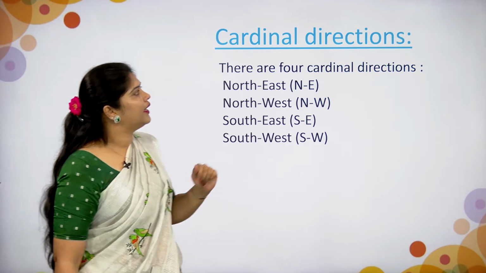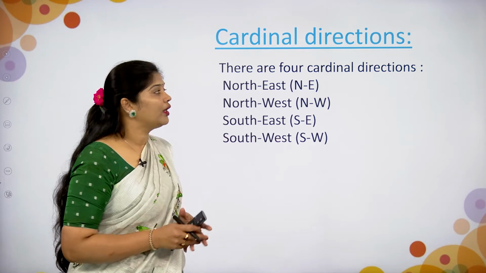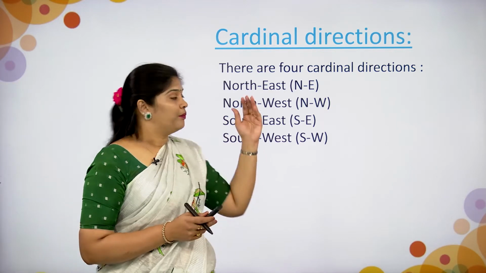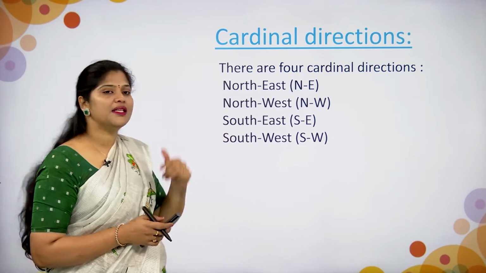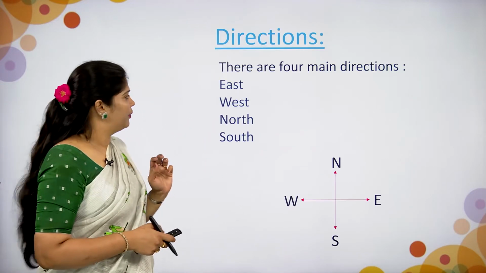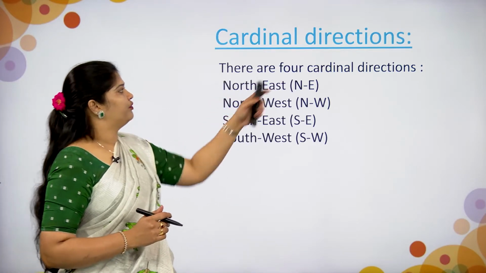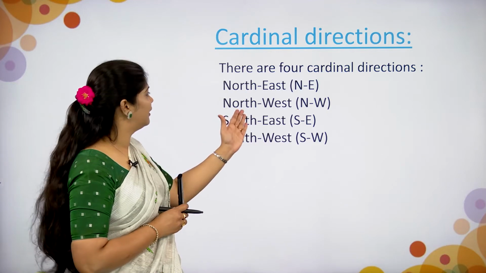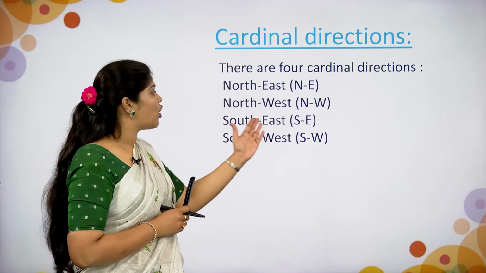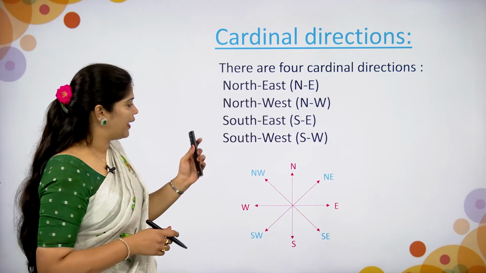Okay, cardinal directions. What are cardinal directions? There are four cardinal directions. Cardinal means corners. First, east, west, north and south. There are four cardinal directions, that is northeast corner, northwest corner, southeast corner and southwest corner. How will you find out that?